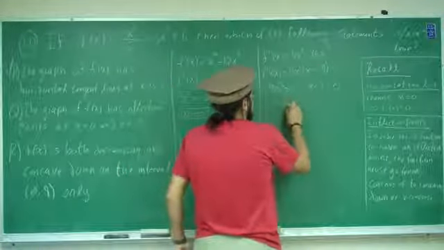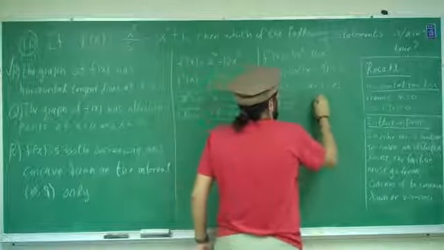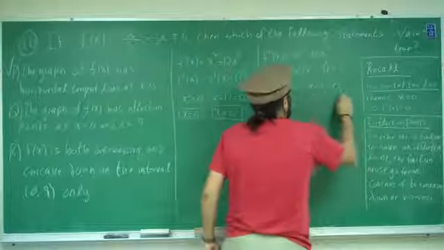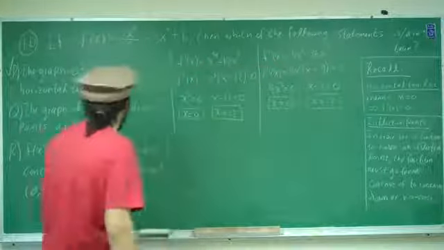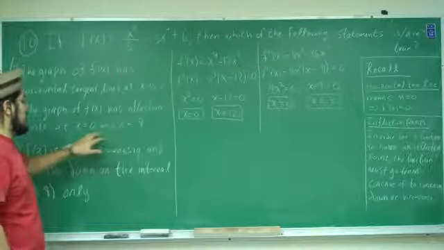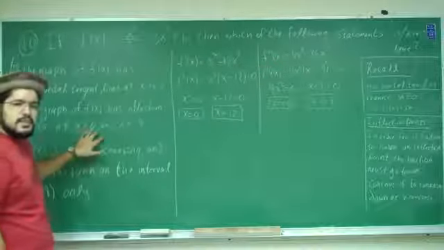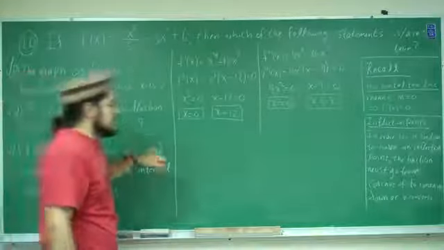So we get that x is equal to 0 here, and we get that x is equal to 9. Alright, so we have x equals 0 and x equals 9. That's good. But we can't automatically say there's inflection points there. We have to go ahead and test them. So how do we do that?